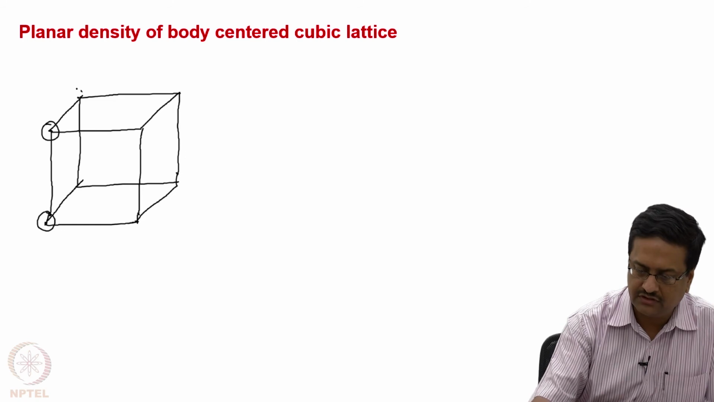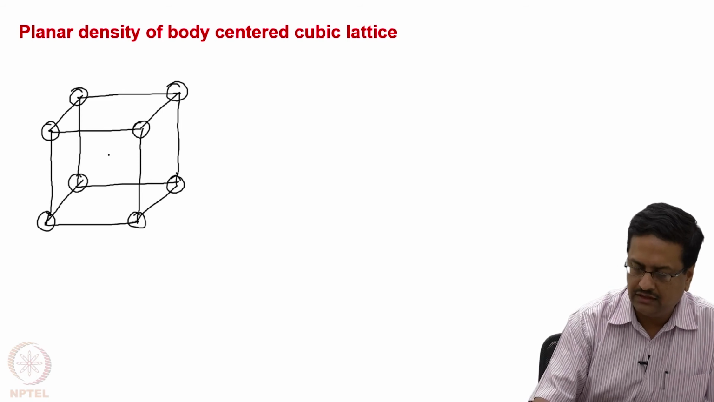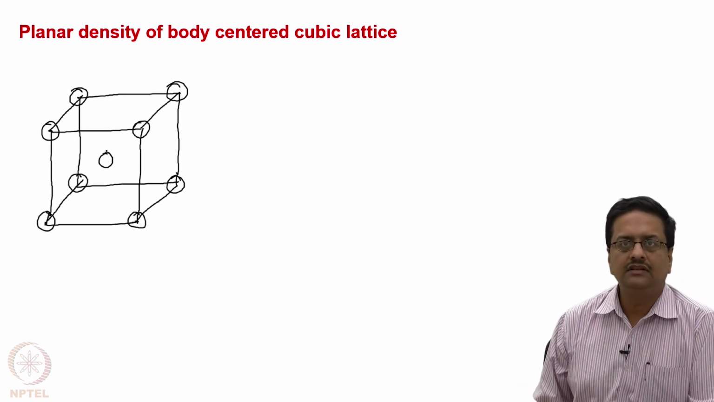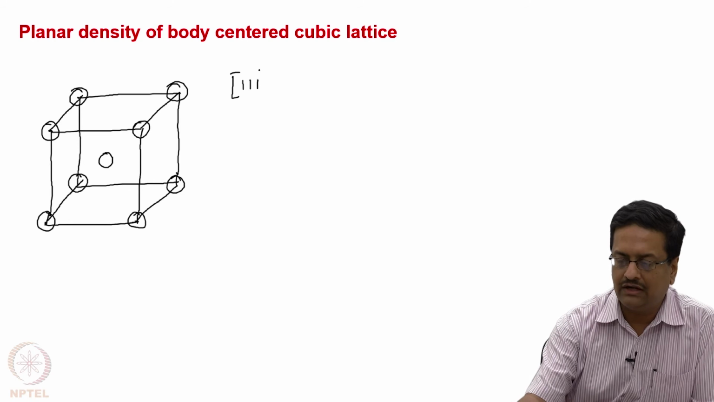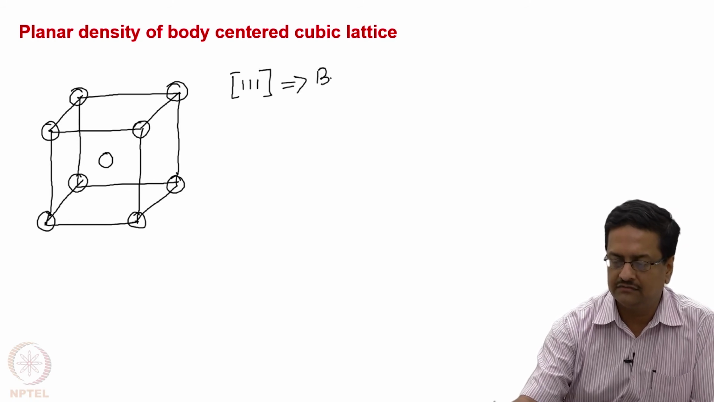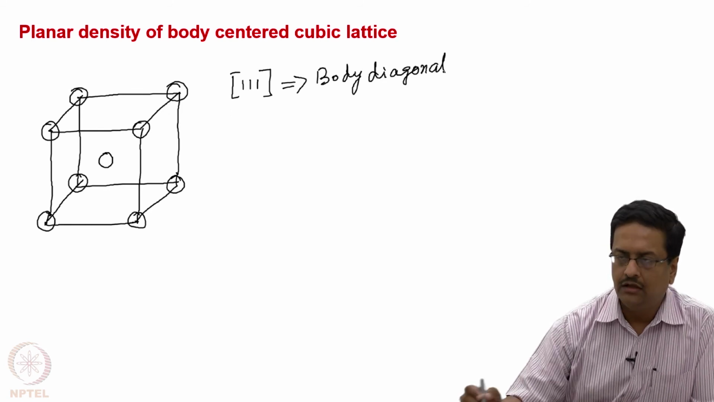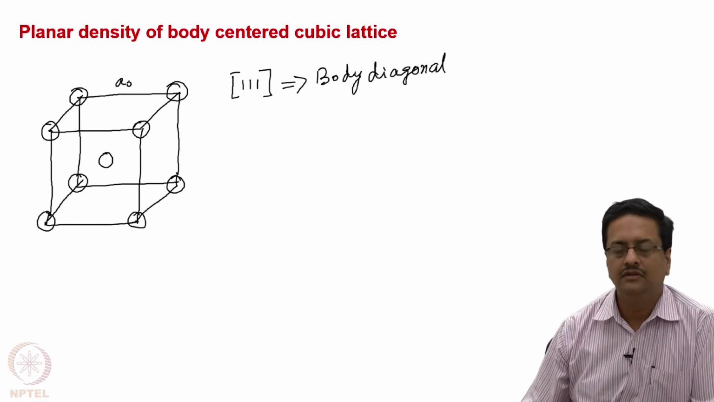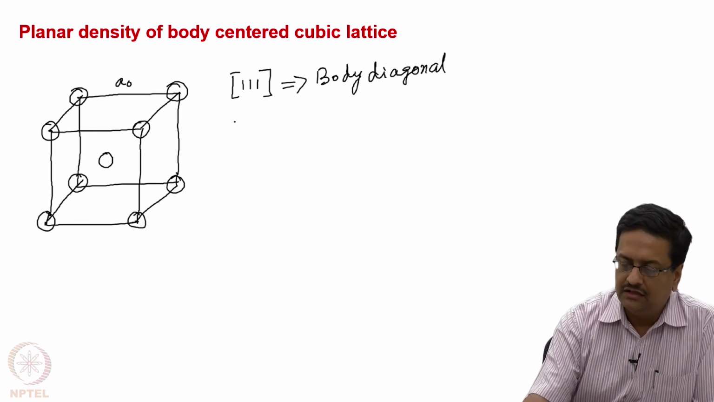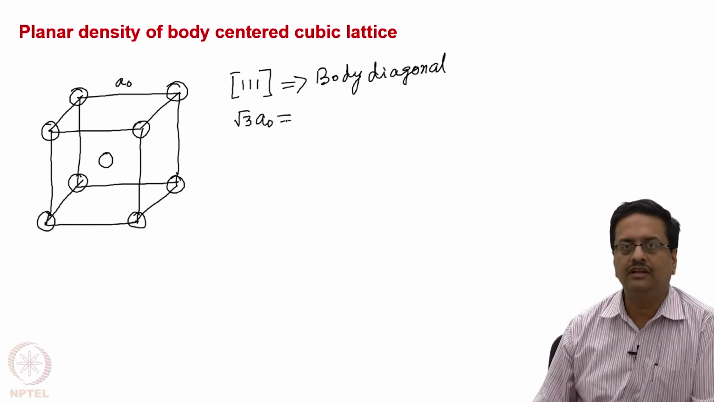So we have atoms at 8 corners and at the center of the lattice. In case of a body-centered lattice, the close-pack direction is the 111 direction, that is the body diagonal. If the edge length is a0, the body diagonal is root 3 a0, and it is close packed along the body diagonal.